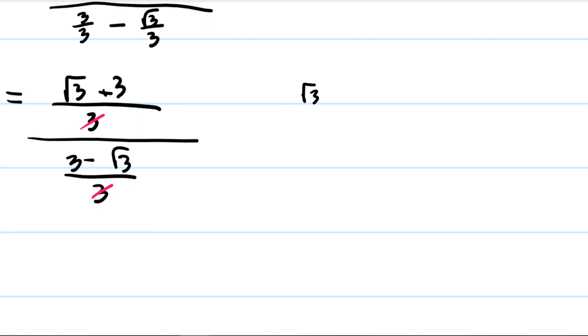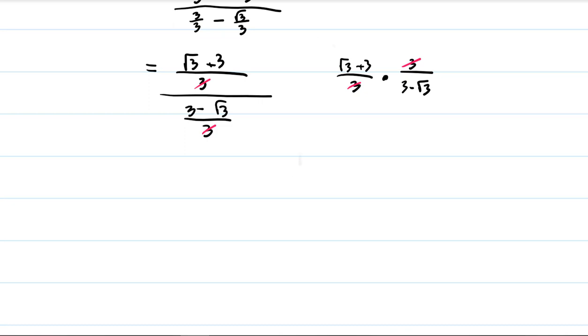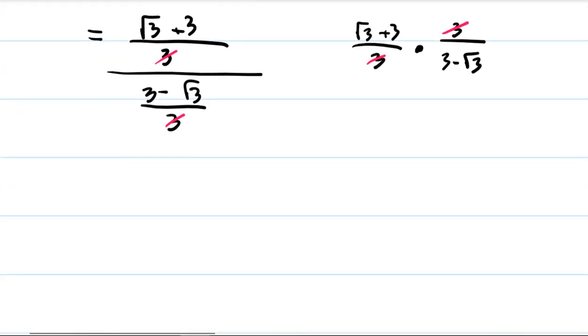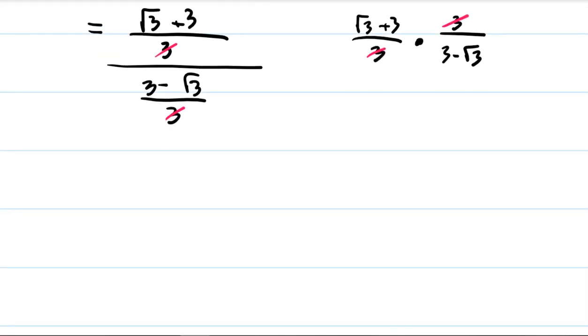So we're going to keep the numerator the same, so square root of 3 plus 3 over 3. Dividing is going to go to multiplying, and then the denominator is going to flip, and we're going to take the reciprocal of that, and then that's going to be 3 over 3 minus square root of 3. And again, you can see the 3's there will cancel out. So either way you want to think about that, totally your call. Just make sure that you do show that step.